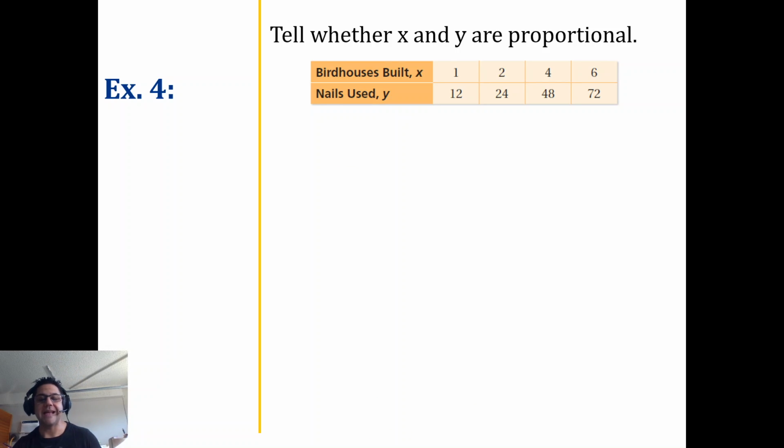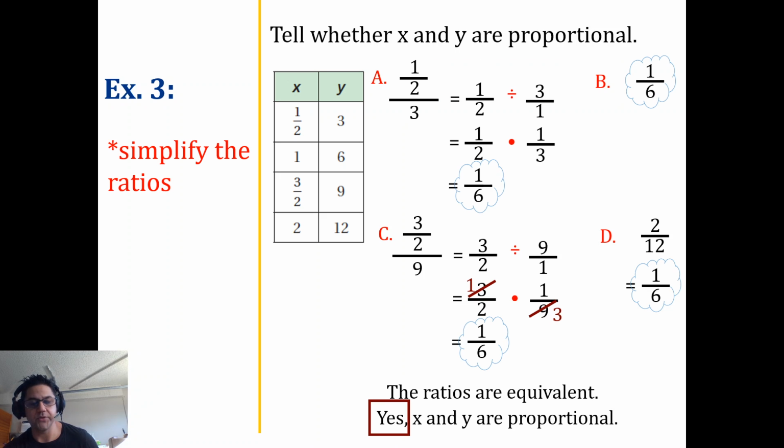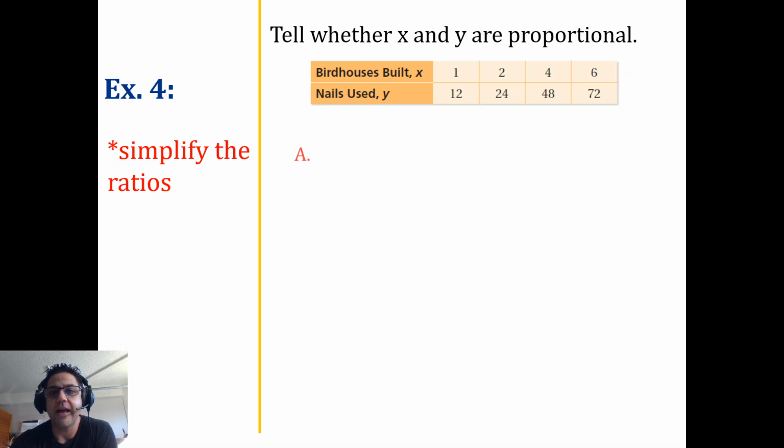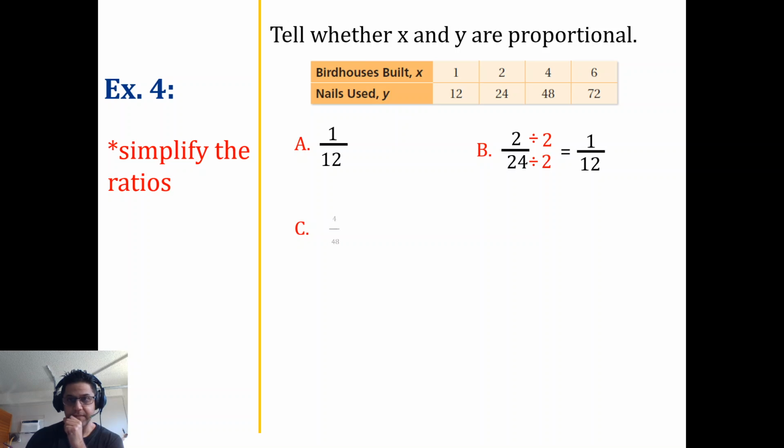All right, let's go ahead and do the exact same thing. If you notice this time, it's a horizontal chart as opposed to a vertical chart. You're just going to see both forms a lot in 8th grade and in high school. So x and y are proportional, same type of question. So scenario A, we have it as 1 over 12, which cannot reduce. Scenario B, 2 over 24, gives me 1 over 12. Looking good so far. Scenario C, 4 over 48. Yeah, 1 over 12.